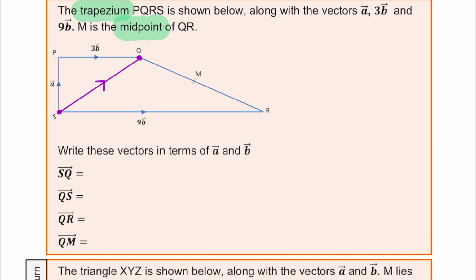But remember the idea that we just discussed in the previous example. It doesn't matter which path you take with vectors, as long as you're starting and finishing at that same point. So what we can do is just follow any path where we know the vectors.